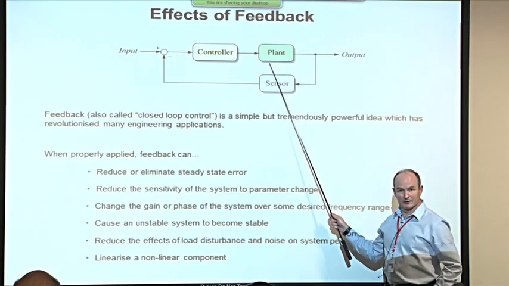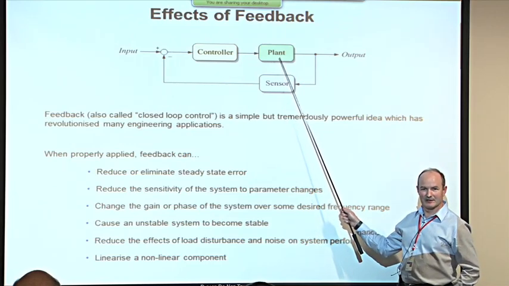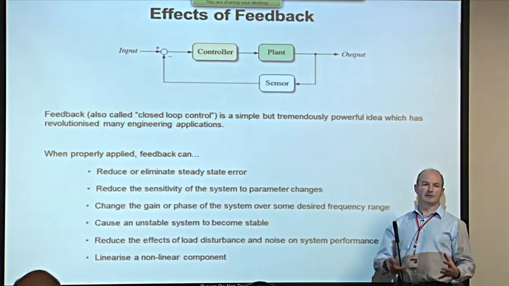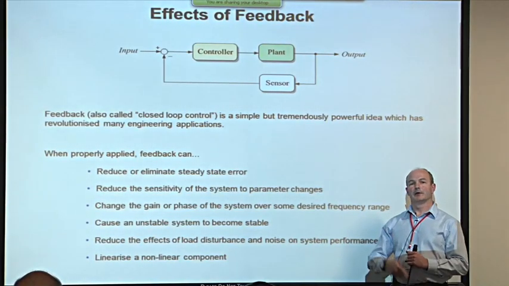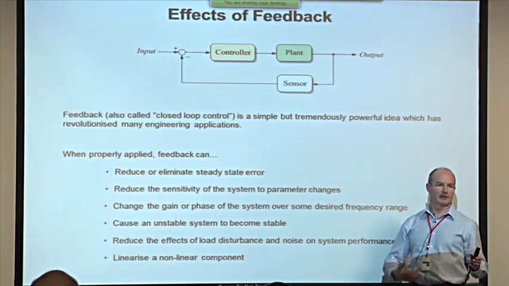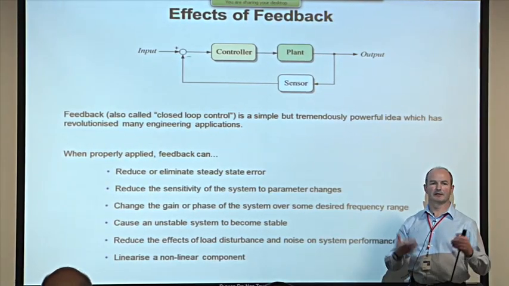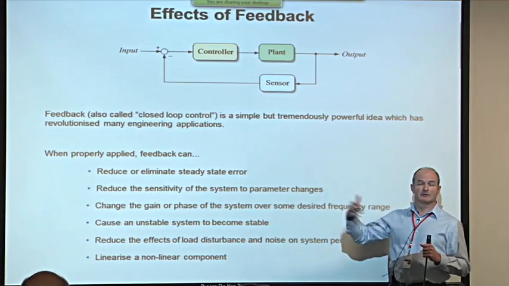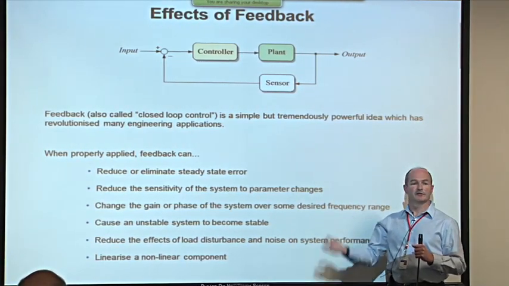Now, this is the plant, right? Now, that name is a generic name which has arisen for the object whose output we are trying to control. It may be a motor, it may be a power supply, it may be a ship, it could be anything you like. Its generic name is a plant. And the name has arisen because of the use of control in manufacturing, right?